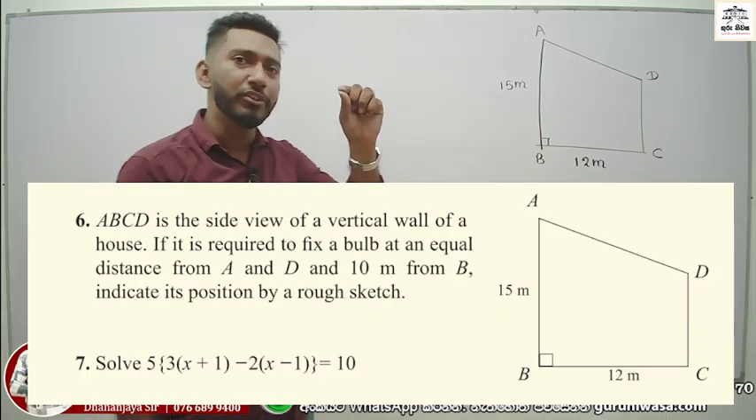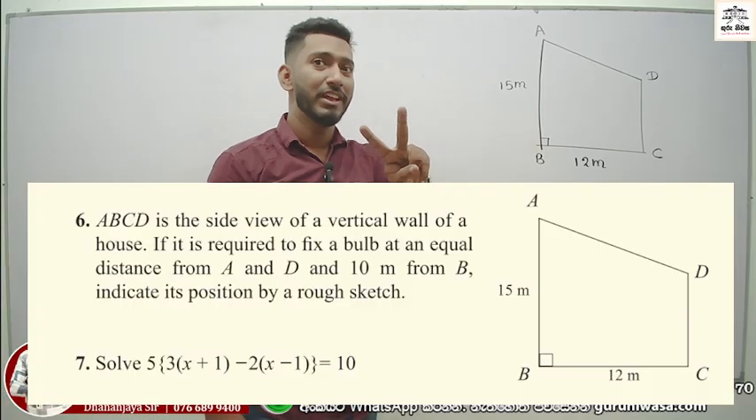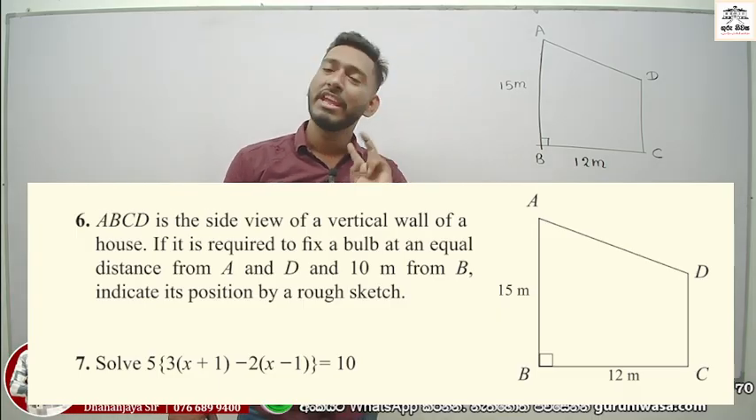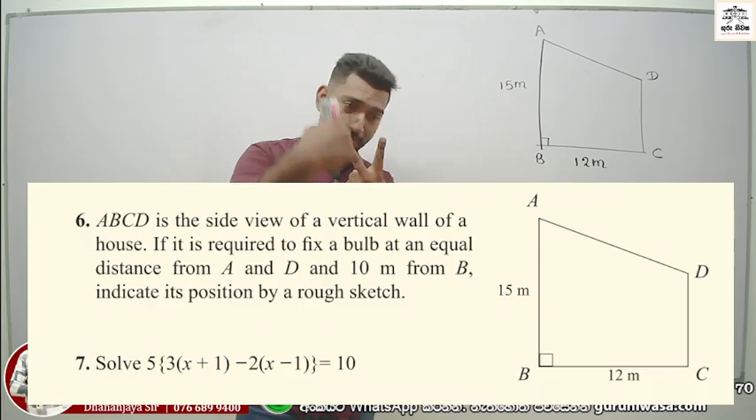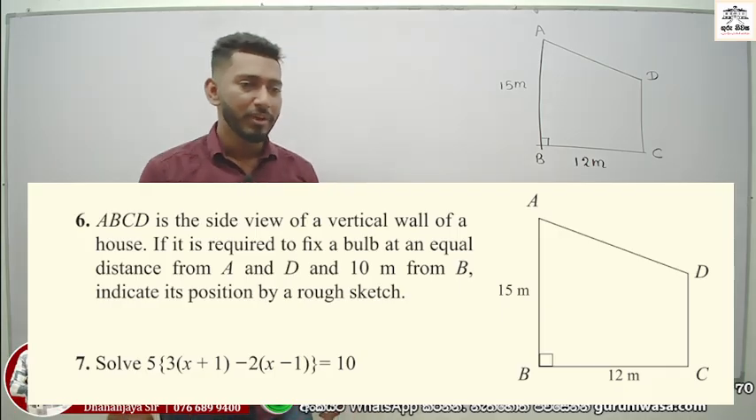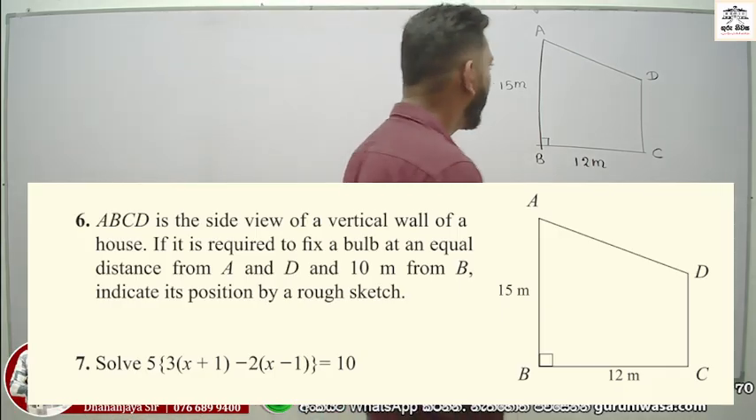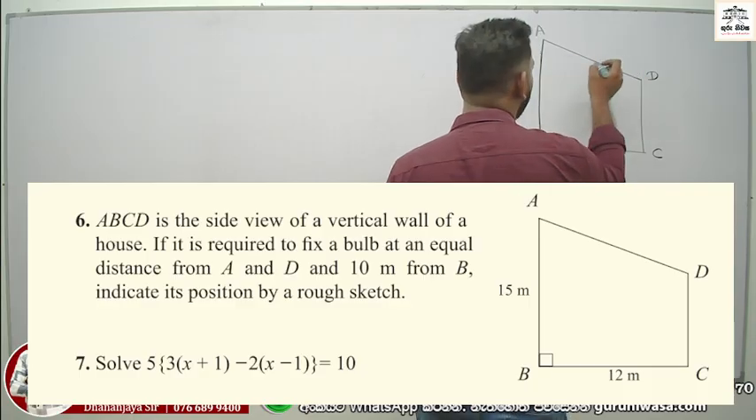Equal distance to two fixed points. Equal distance to a fixed point is a circle. Equidistance to 2 points becomes a perpendicular bisector. Therefore, equidistant to A and D, you need to draw a perpendicular bisector. How to draw the perpendicular bisector?